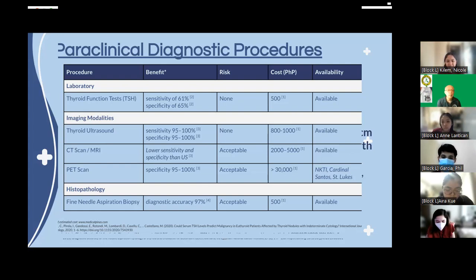Okay. So you need a paraclinical diagnostic procedure. You have a choice of thyroid ultrasound, CT scan, MRI, and then PET scan, and then your histopath. Okay. So when you say benefit, to make it simple, yeah, pwede itong sinasabi mong sensitivity, pero make it simple to the patients, no? Okay.